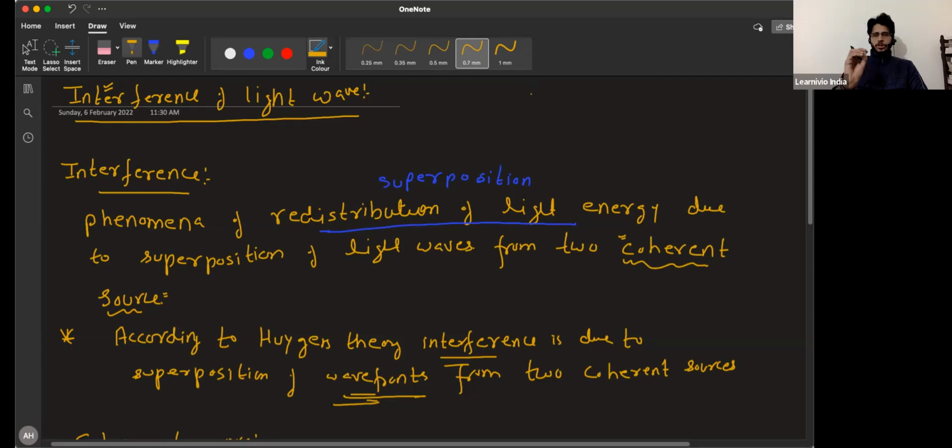I'll show you a small animation on this Young's double slit experiment. Then things would be very clear. What we know and what we are supposed to calculate.